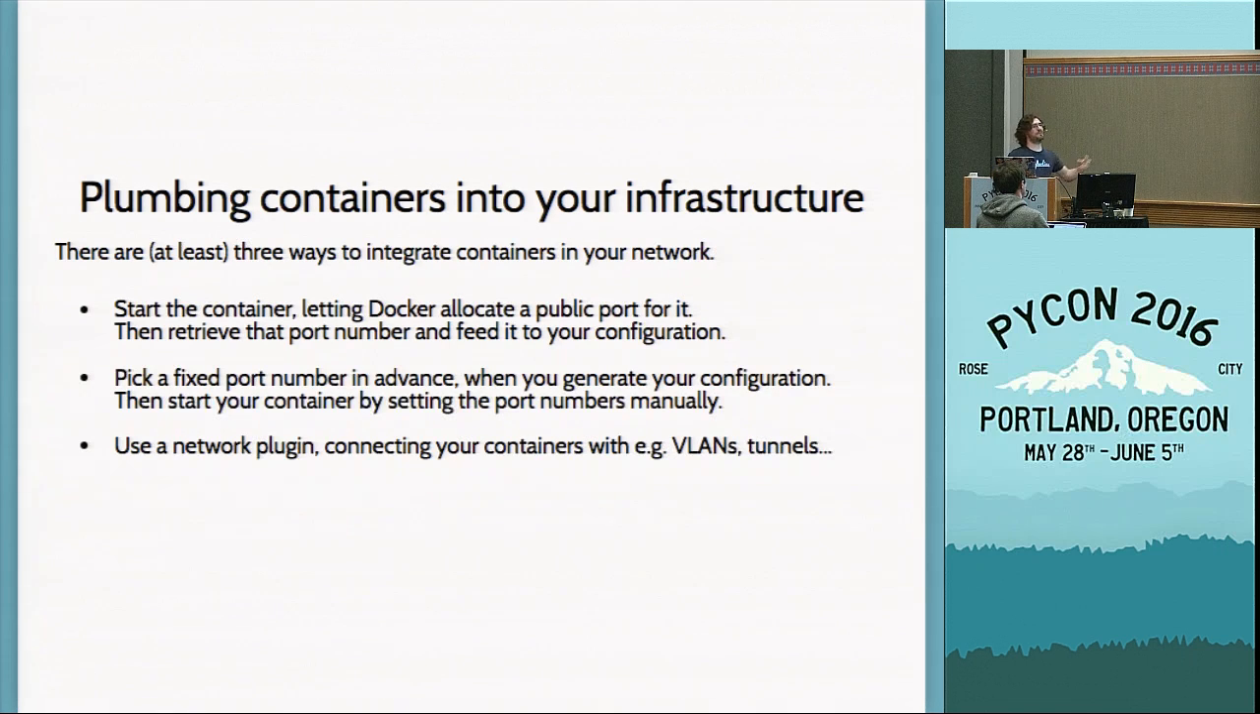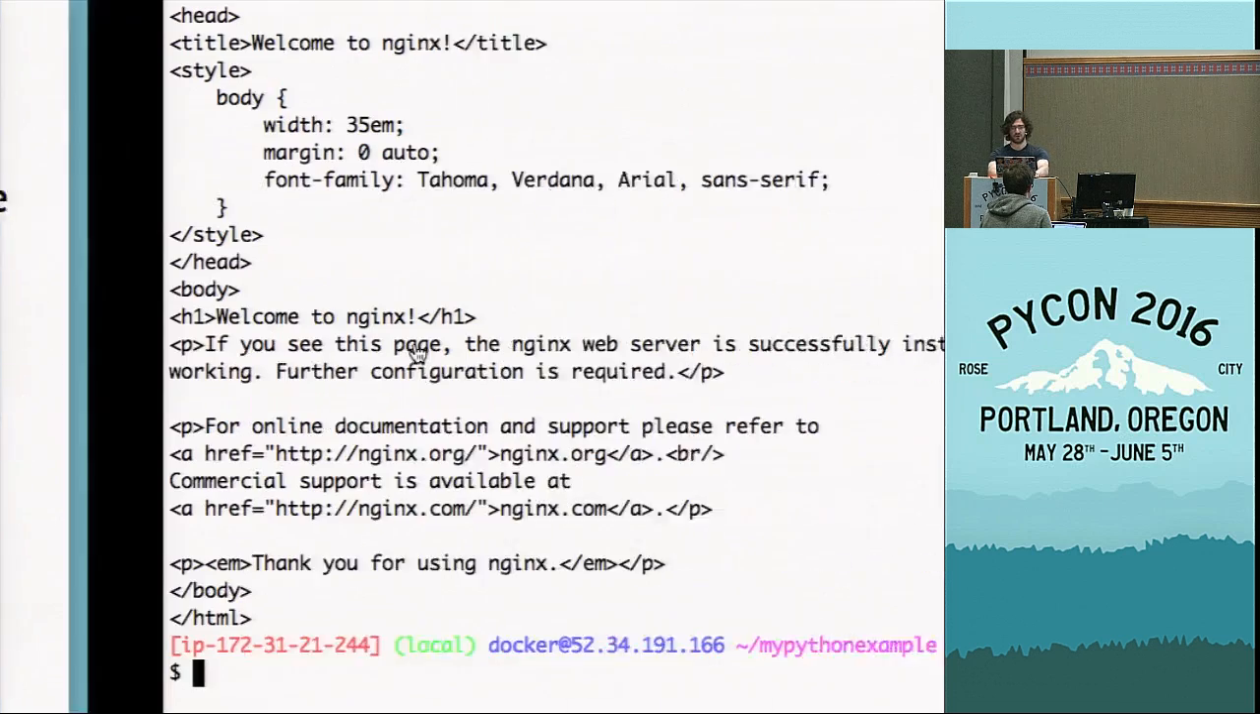So how do we connect containers together, and how do we make them reachable from the rest of our applications? There are at least 3 ways to do that. First, there is docker run -p, so I tell Docker, pick a port or even multiple ports for this container. And then I can use the docker port command.